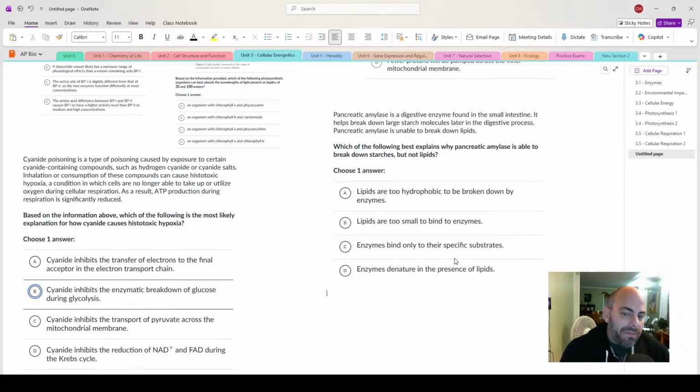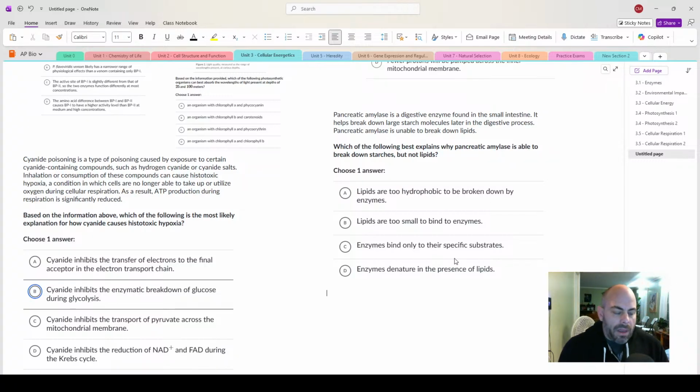Let's go find that in A, B, C, D. Lipids are too hydrophobic. Nope. Lipids are too small. Don't even know what that means. Enzyme binds only to specific substrates. C is the correct answer.